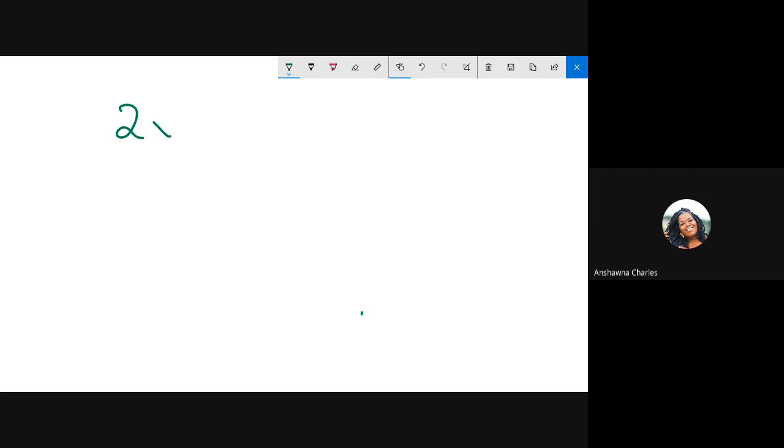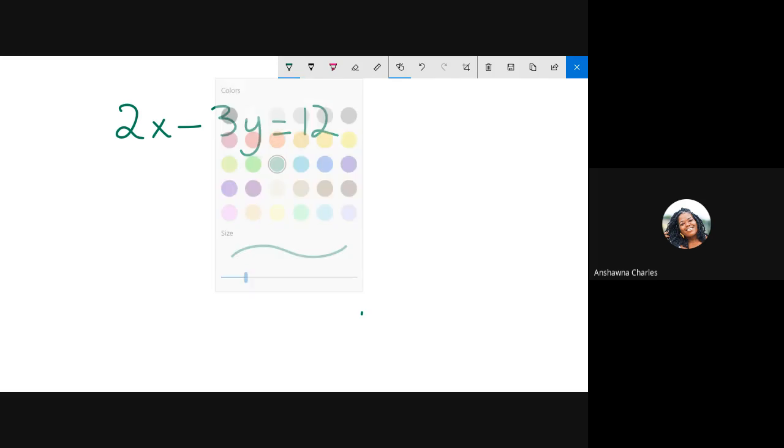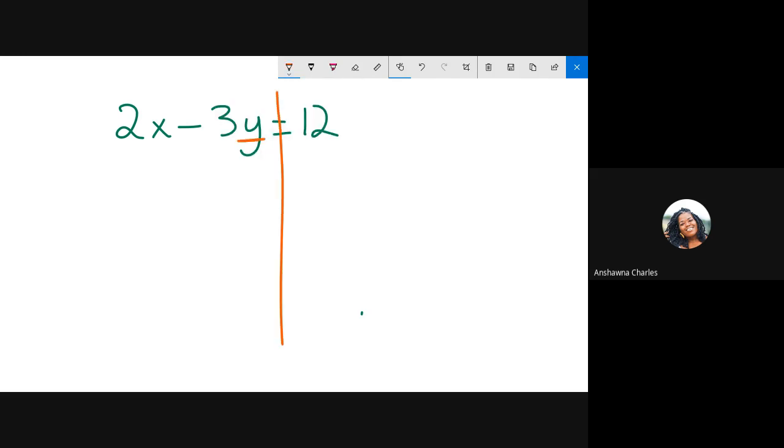All right, so let's say I start off like this. It is my whole purpose to get that y by itself. This is my y. I don't want anything else over there. So I want to move the x away from the y. So I have positive 2x. So to move it to the other side, I have to do the opposite of what it's doing. So I'm going to subtract 2x on both sides.